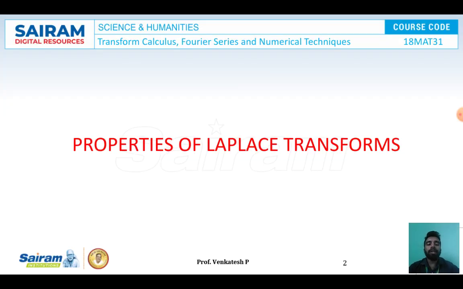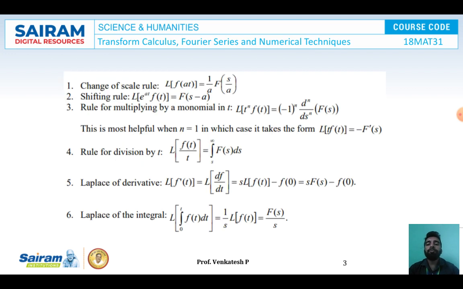Properties of Laplace transforms. The first property is the change of scale property. It is given by Laplace transform of f of at will be equal to 1 by a into F of s by a. The property number 2 is the shifting rule. It is given by Laplace transform of e power at f of t will be equal to F of s minus a.